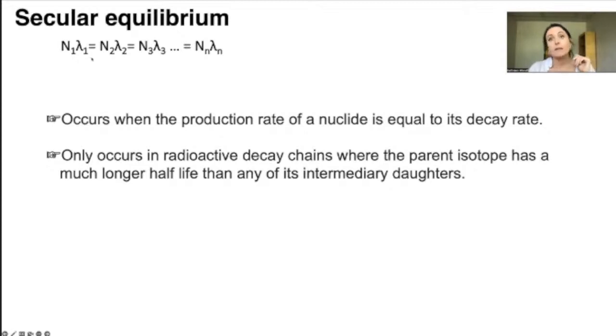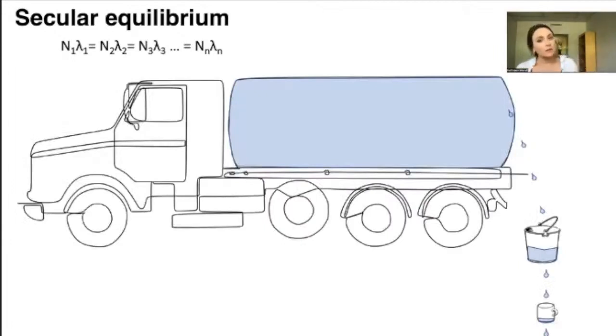And likewise, if you were to divide one activity from another activity, you would result in 1 because they are, again, equal to one another. So secular equilibrium is one of these things that's sort of funny or difficult sometimes to conceptualize. So when I teach about it, I like to show this cartoon.